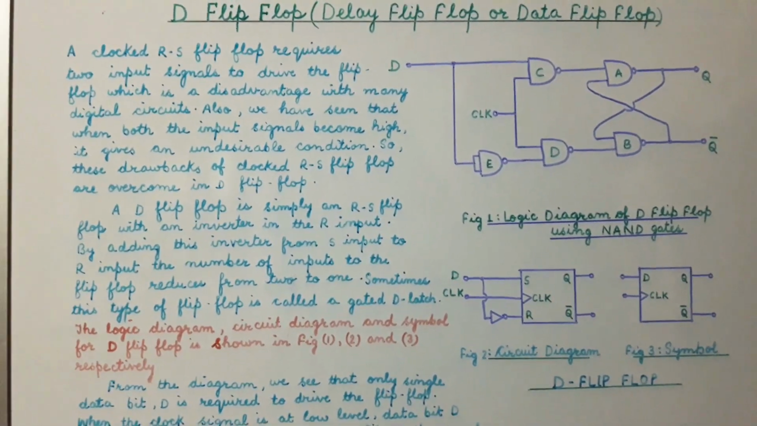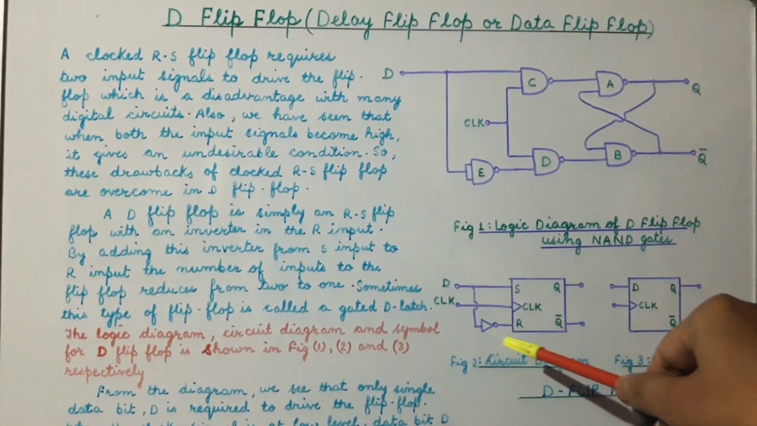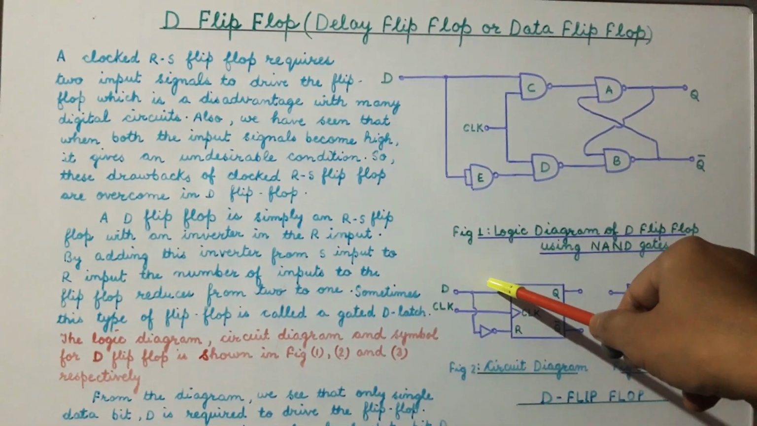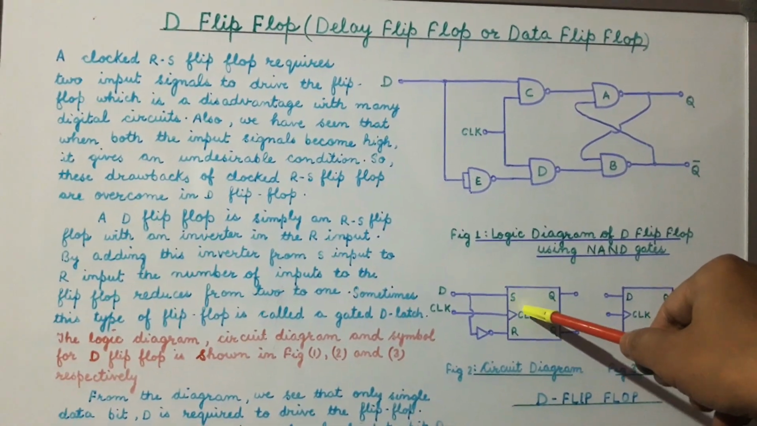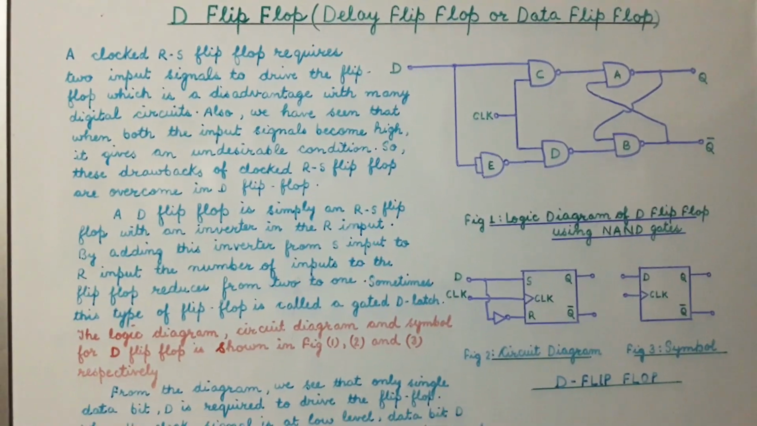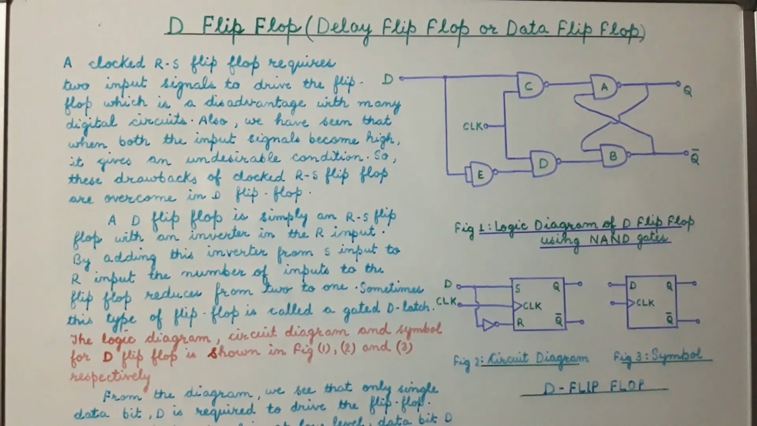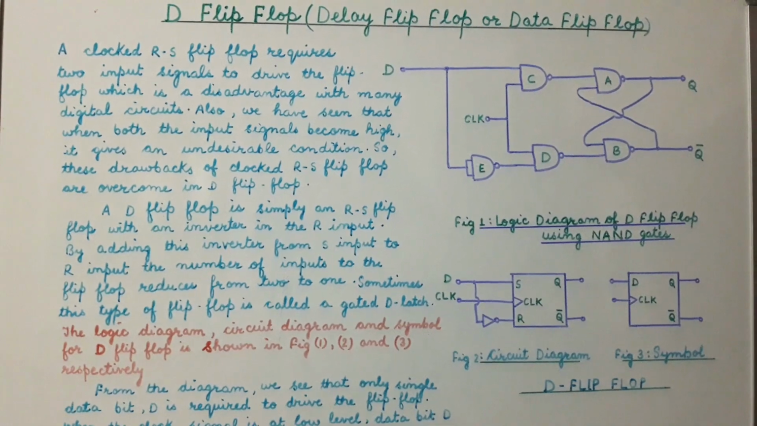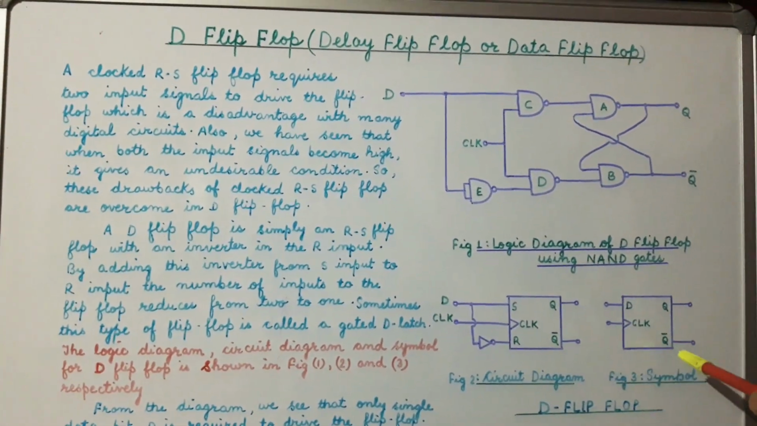A D flip-flop is simply an RS flip-flop with an inverter in the R input. By adding this inverter from the S input to the R input, the number of inputs to the flip-flop reduces from 2 to 1. Sometimes this flip-flop is also called a gated D latch. The logic diagram, circuit diagram and the symbol for D flip-flop have been shown in figures 1, 2 and 3 respectively.